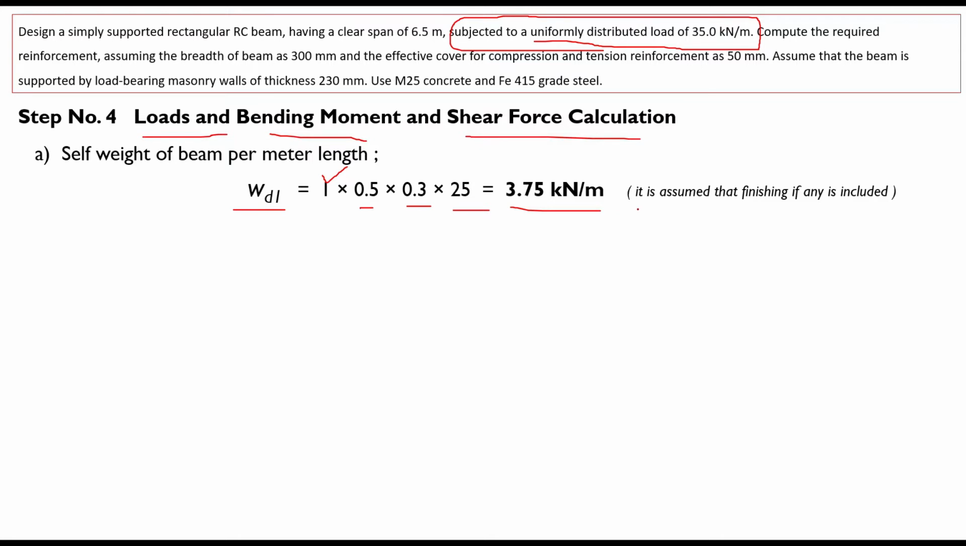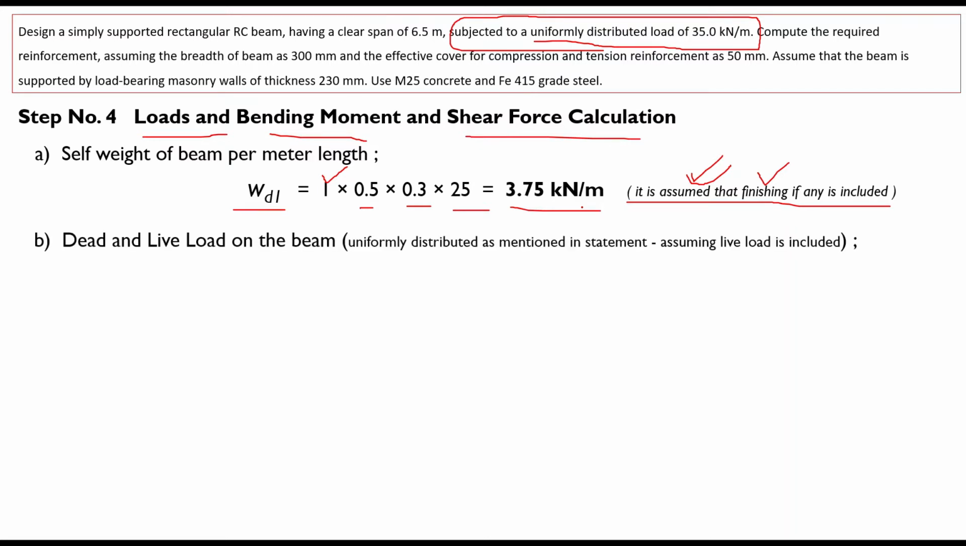Even here we have just written that it is already assumed that finishes, if any, are already included in this value. In general, in case of a beam, if you are using steel type of shuttering, no finishing work is required. But still, if there is any provision for finishing work, then we are just assuming that it is already considered in this value. Now, dead load and live load on the beam. The uniformly distributed load mentioned in the statement, let us assume that it is live load.